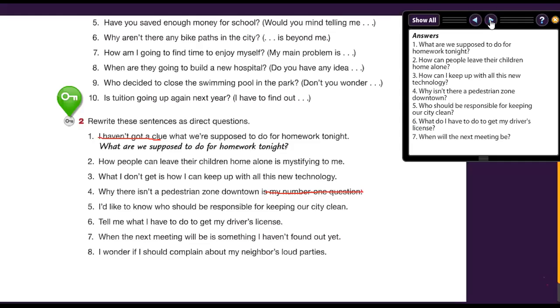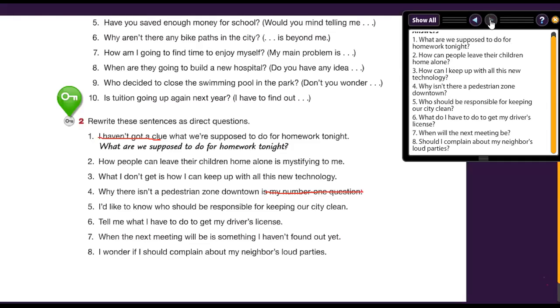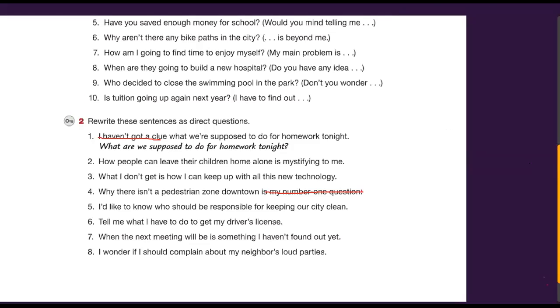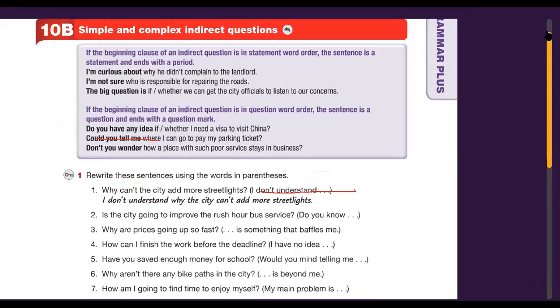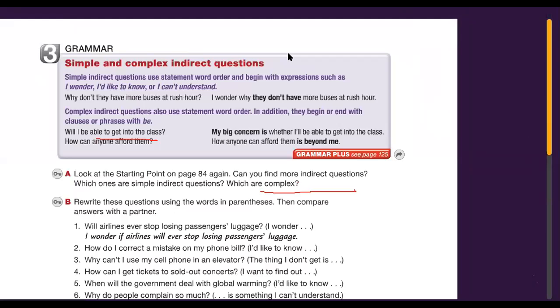And number 8 and last. I wonder if I should complain about my neighbor's loud parties. Should I complain about my neighbor's loud parties? Exactly. So that's it. Do you have any question with the grammar? So far? No, not, teacher. Excellent. Now I see that you can easily dominate this.